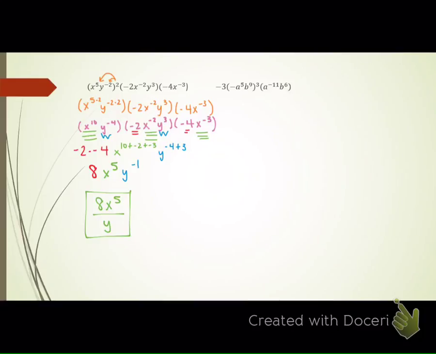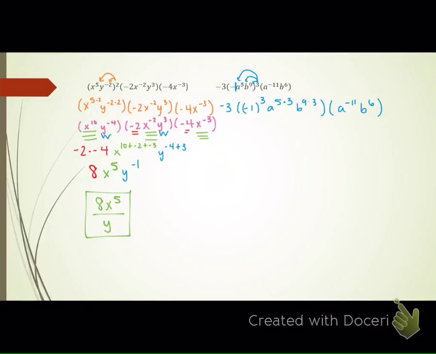Shh. First of all, this is a negative 1 here. So you're giving this 3 to the negative there too. So we have negative 3 times negative 1 to the 3rd. 5 times 3. 9 times 3. And then you have a to the negative 11th, b to the 6th.